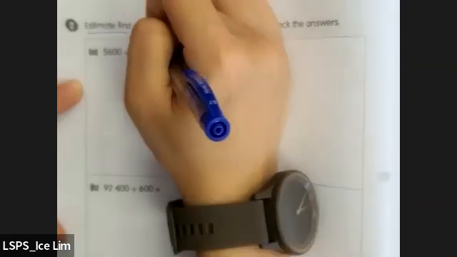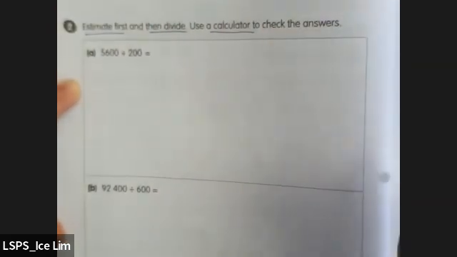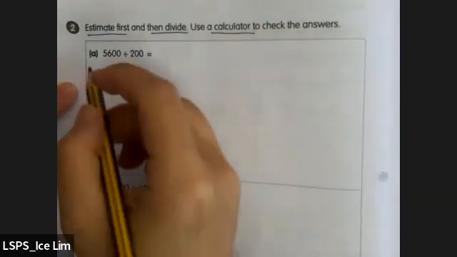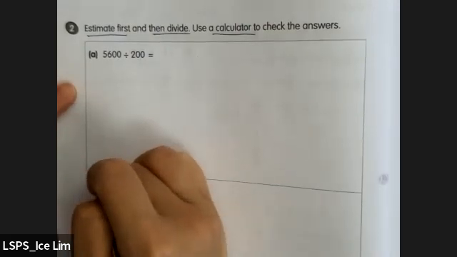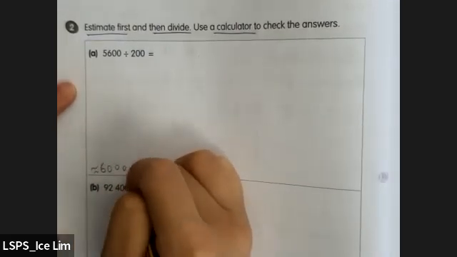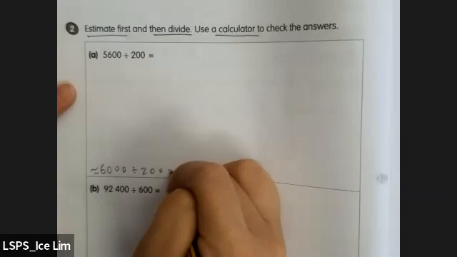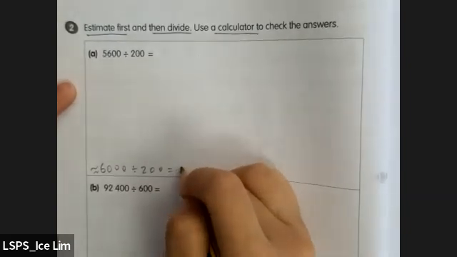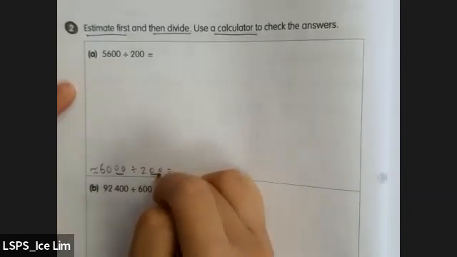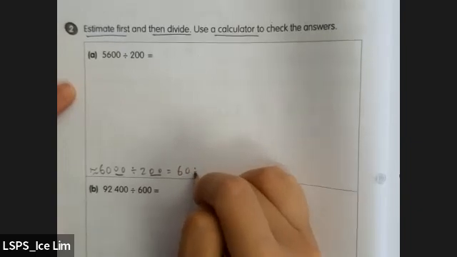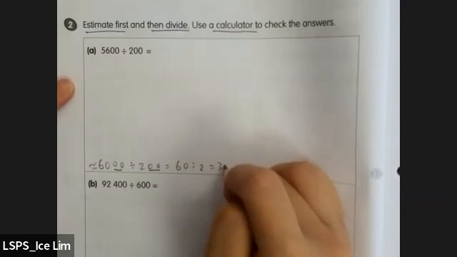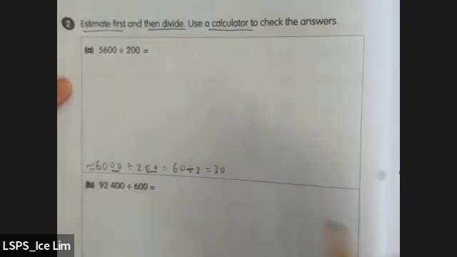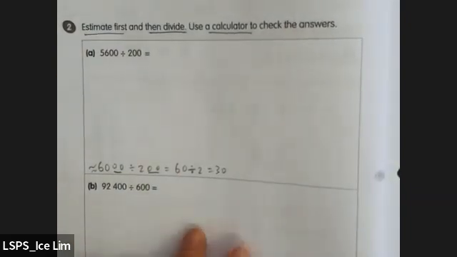Estimate first, then divide. Use a calculator to check the answers. We'll skip the calculator portion. There's an estimation here. I'll go with 6,000 divided by 200. That will be 60 divided by 2, so it's about 30. Be careful.